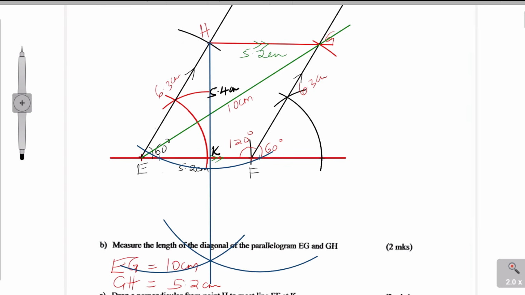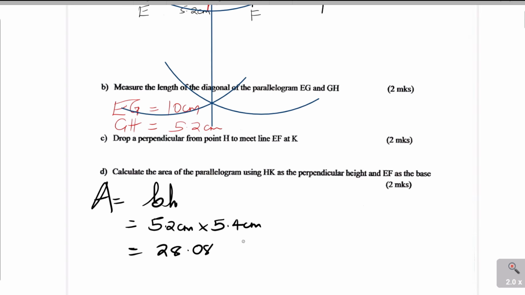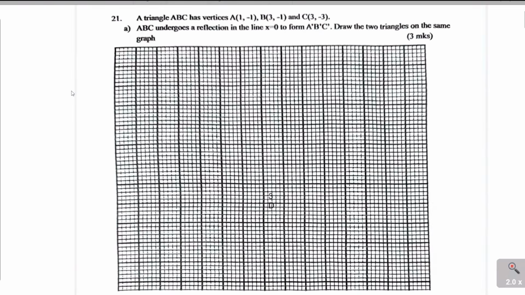Now, how do you get the area of a parallelogram? The area is given by the base times the perpendicular height. The base is 5.2 centimeters and the perpendicular height is 5.4 centimeters. That is what you're supposed to multiply out. When you multiply, you get 28.08 centimeters squared.